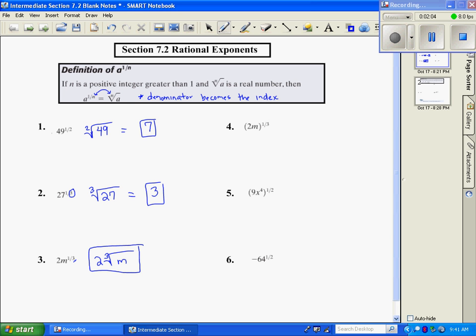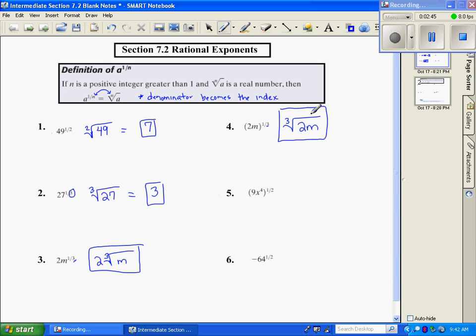Number 4, when this is in a parenthesis, it means this whole parenthesis is raised to the 1/3 power. That means when I write my radical, I put everything that was in the parenthesis, and my denominator is a 3, so my index is a 3. Now I want you to take a moment and look at the primary difference between number 3 and number 4. Number 4 has a parenthesis around it. That means if there's a parenthesis around it, all of that value is under the radical. If it is not in a parenthesis, then the 2 just stays in the front. So take special note of the difference between 3 and 4.